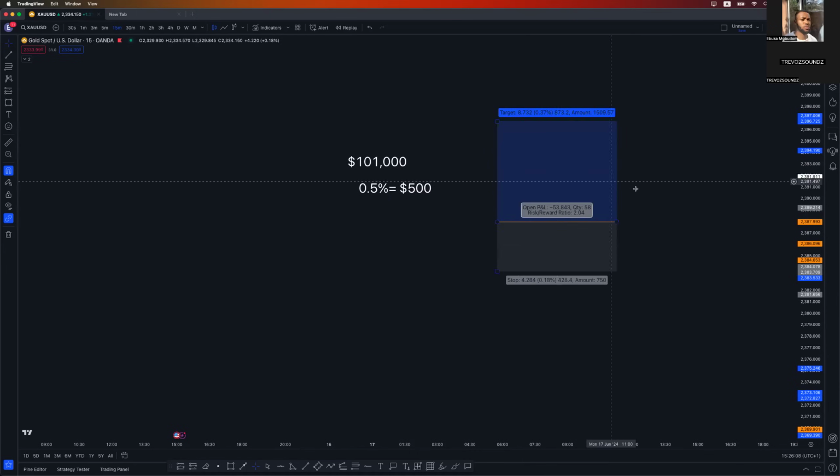Now, if you find another setup, you also risk 0.5%, $500, to chase the setup. Even though you lose that setup, you only lost $500. If you lost the second setup, this is what your balance will now be like: $100,500. This is what your balance will now look like.